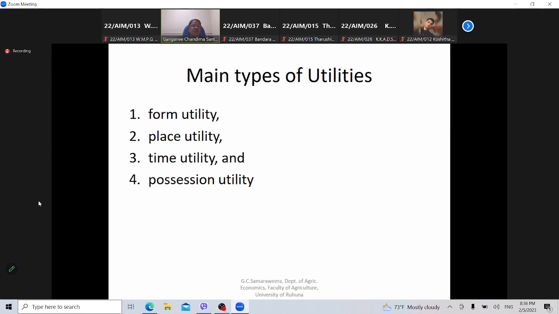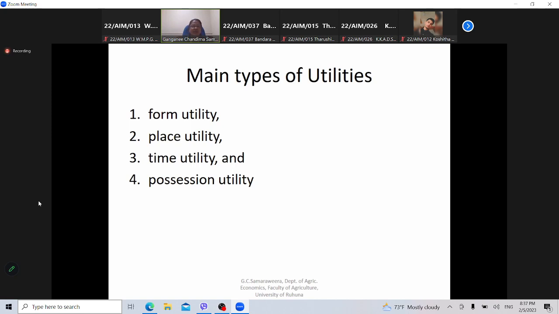But some off season, these products are not there. For example, during banana producing time, banana production is very high. But maybe during the off season, they like banana very much, but we can't keep it a long time. Let's say paddy: we have two seasons, yala and maha. So rice production is there during yala and maha season, and during the off season we don't have this product. I have given several examples to show the time utility.